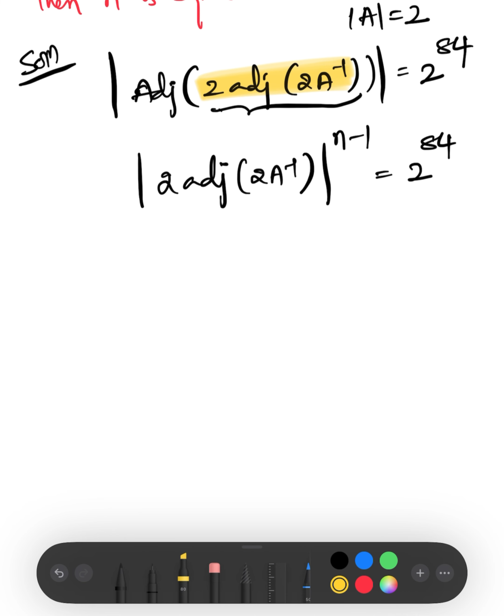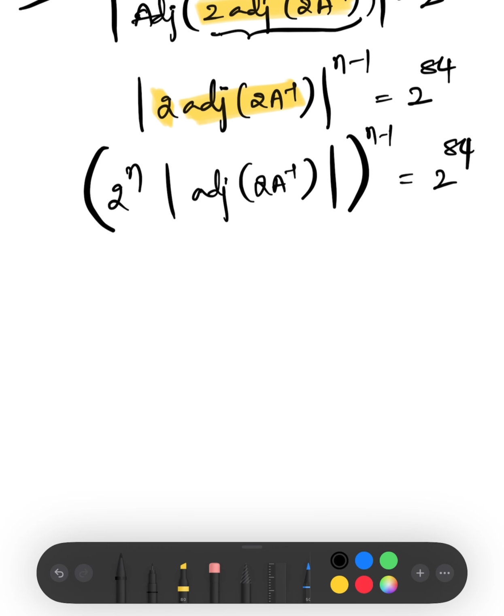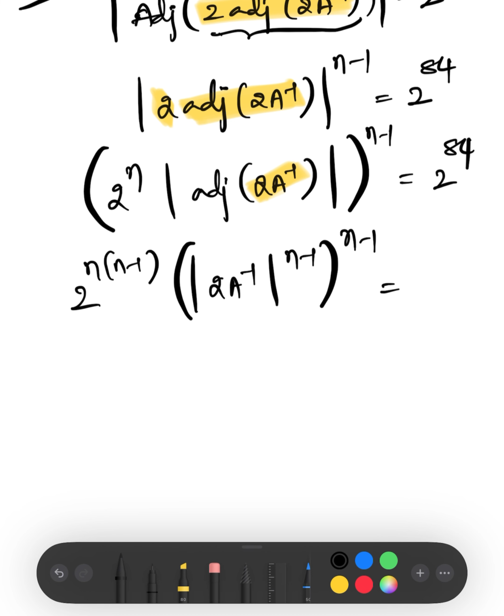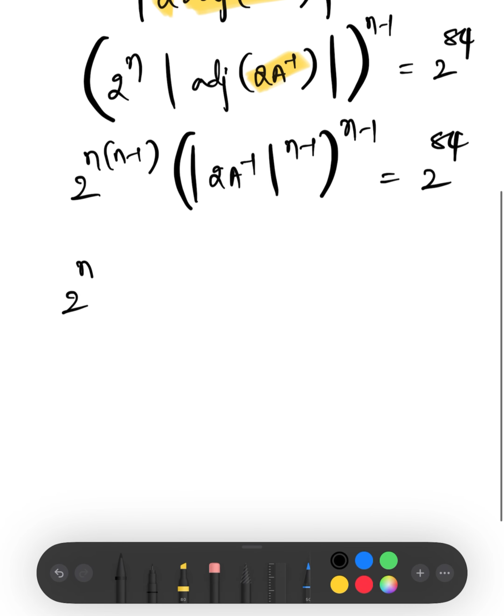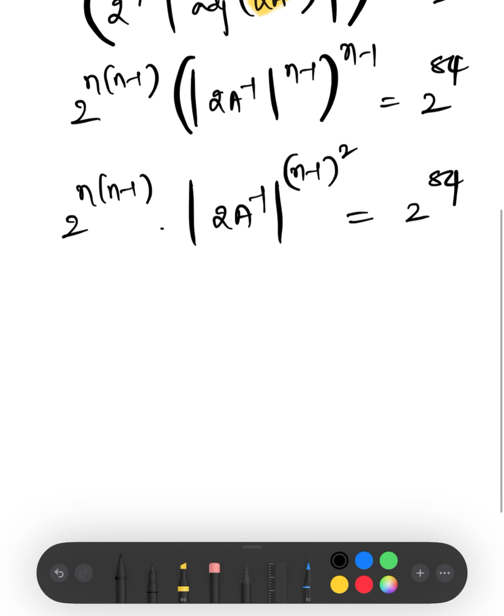Now here it is in the form of det of kA, where the matrix is A and k is 2. So det of kA is k power n into det A. So that is 2 power n into det of adjoint of 2A inverse whole power n minus 1, that is equal to 2 power 84. Now 2 power n whole power n minus 1 is 2 power n into n minus 1. Now det of adjoint A, again here det of adjoint A. What is meant by det of adjoint A? Det A whole power n minus 1. So here 2A inverse whole power n minus 1, already whole power n minus 1 is there, that is equal to 2 power 84, right? Then it is 2 power n into n minus 1 into clearly det of 2A inverse whole power n minus 1 whole square equals 2 power 84, right?